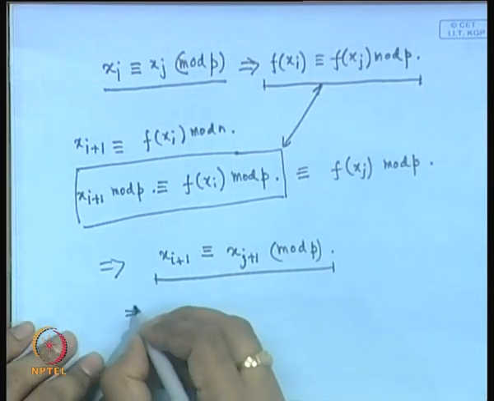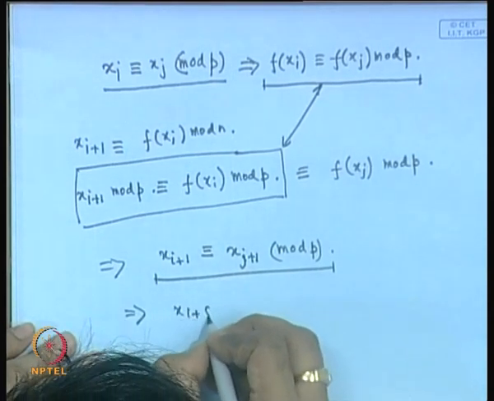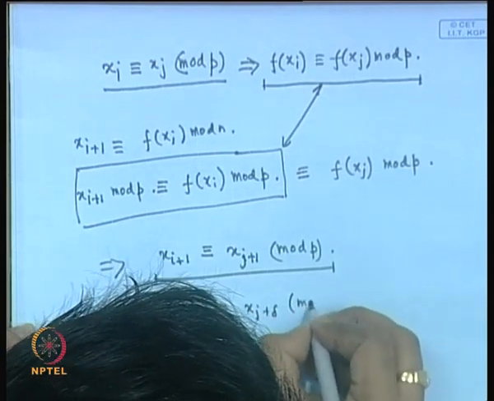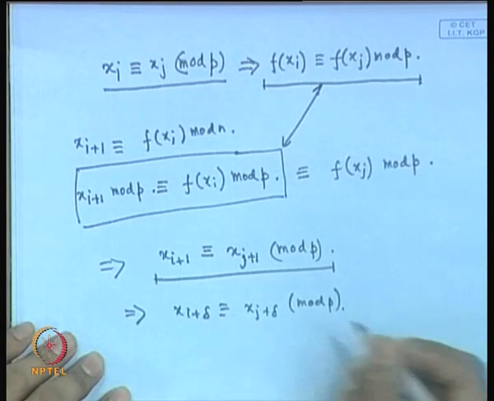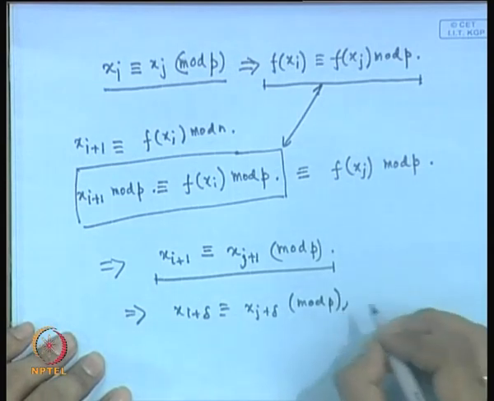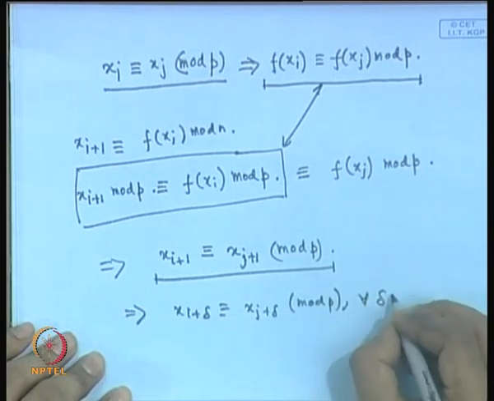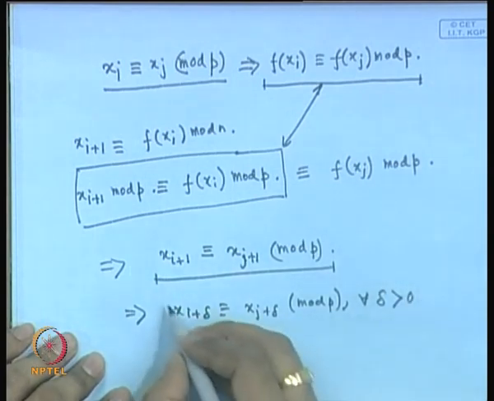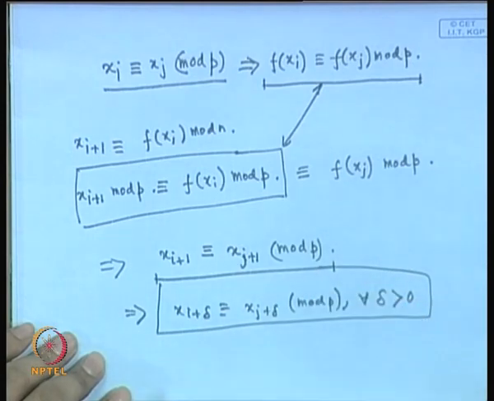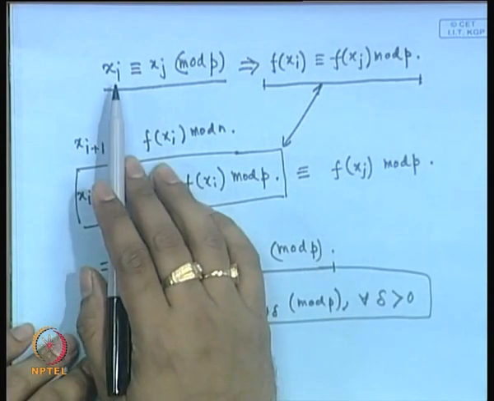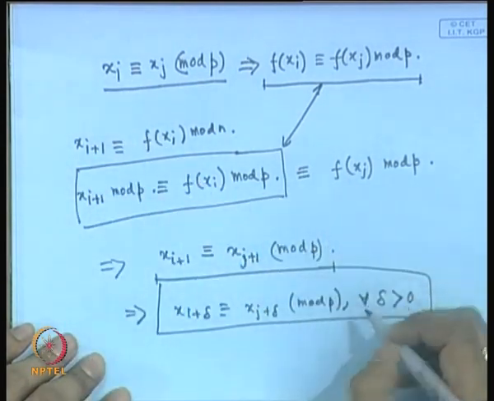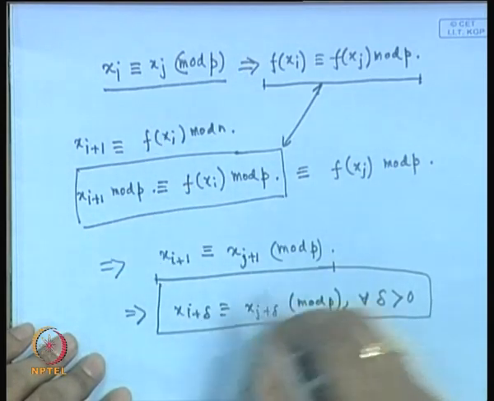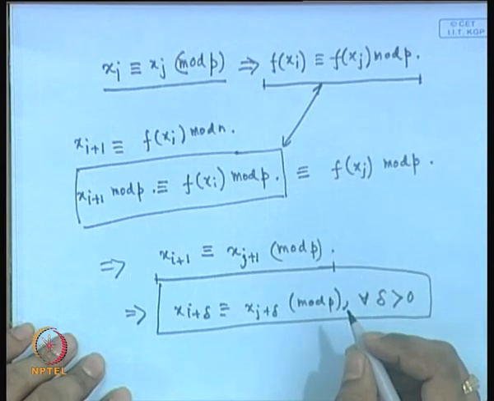So now we can say from here that x_{i+delta} will be congruent to x_{j+delta} modulo p. I can vary the delta, so this is true for all delta greater than 0. What does it mean? It means that if you find two such values x_i and x_j which are the same, then after this collision all the values modulo p are locked with each other.